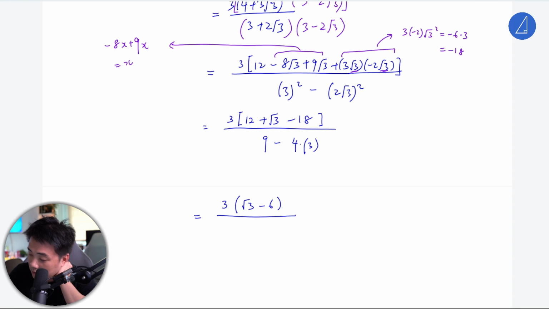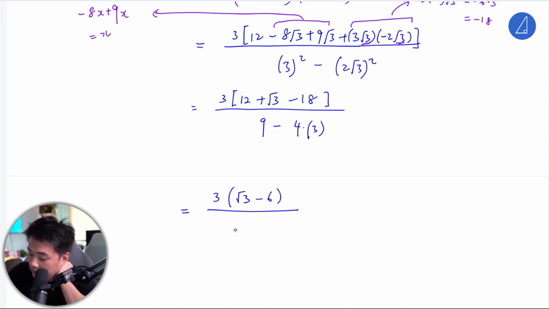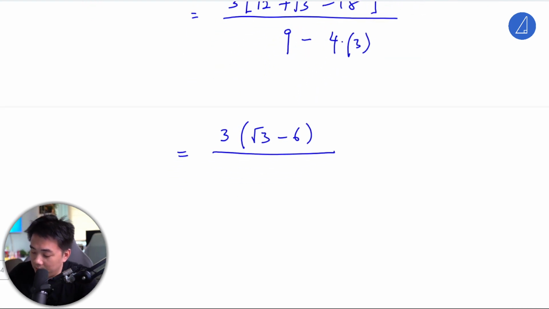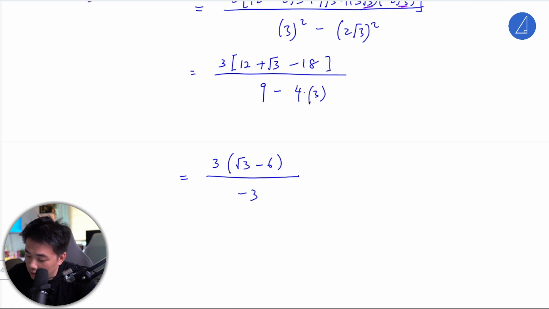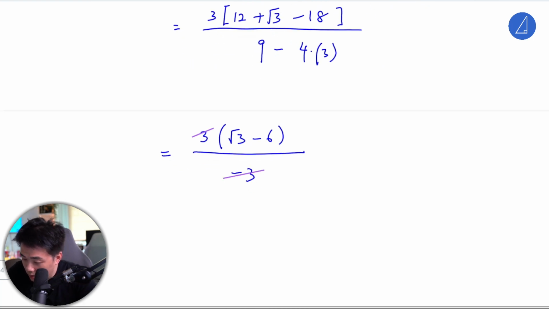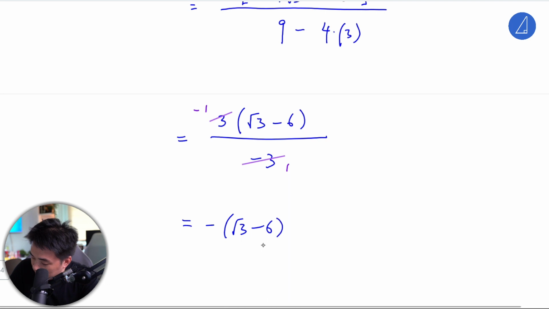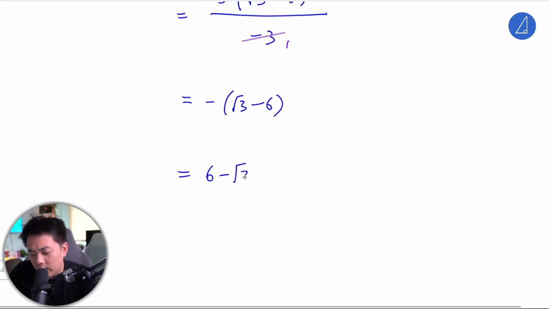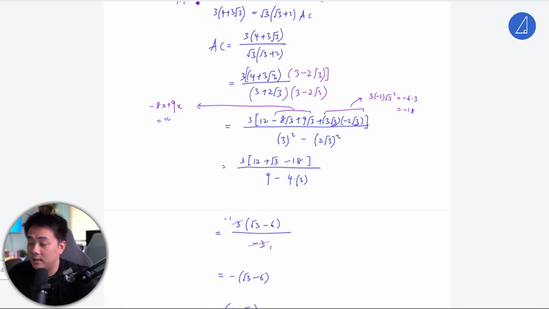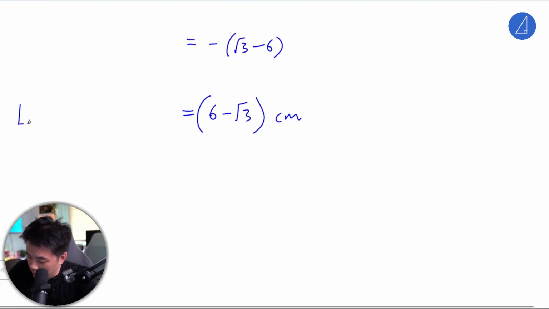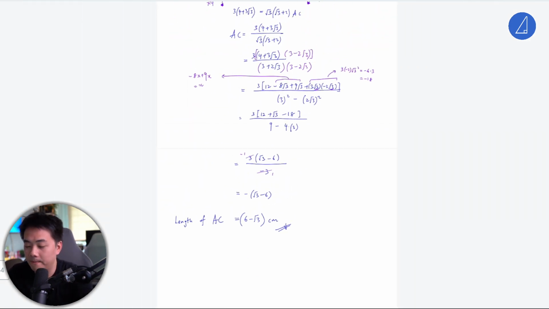Am I right? Okay, so then this will be 9 minus 3. 9 minus 12 will be negative 3. So if I were to cancel this out, there will be a negative 1. And that will give us negative root 3 minus 6. And that will be 6 minus root 3. Yeah. Alright, so the length of AC is 6 minus root 3. Yep, that's how you do this part.